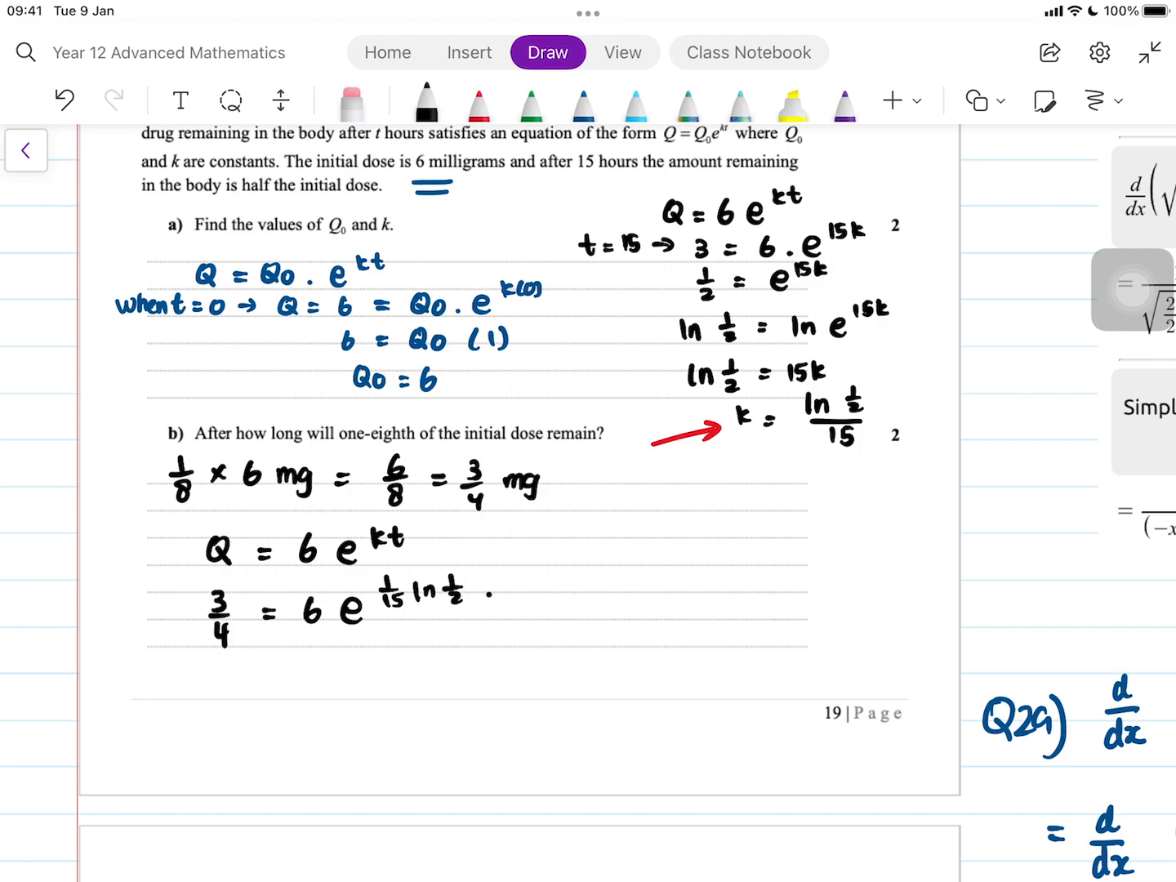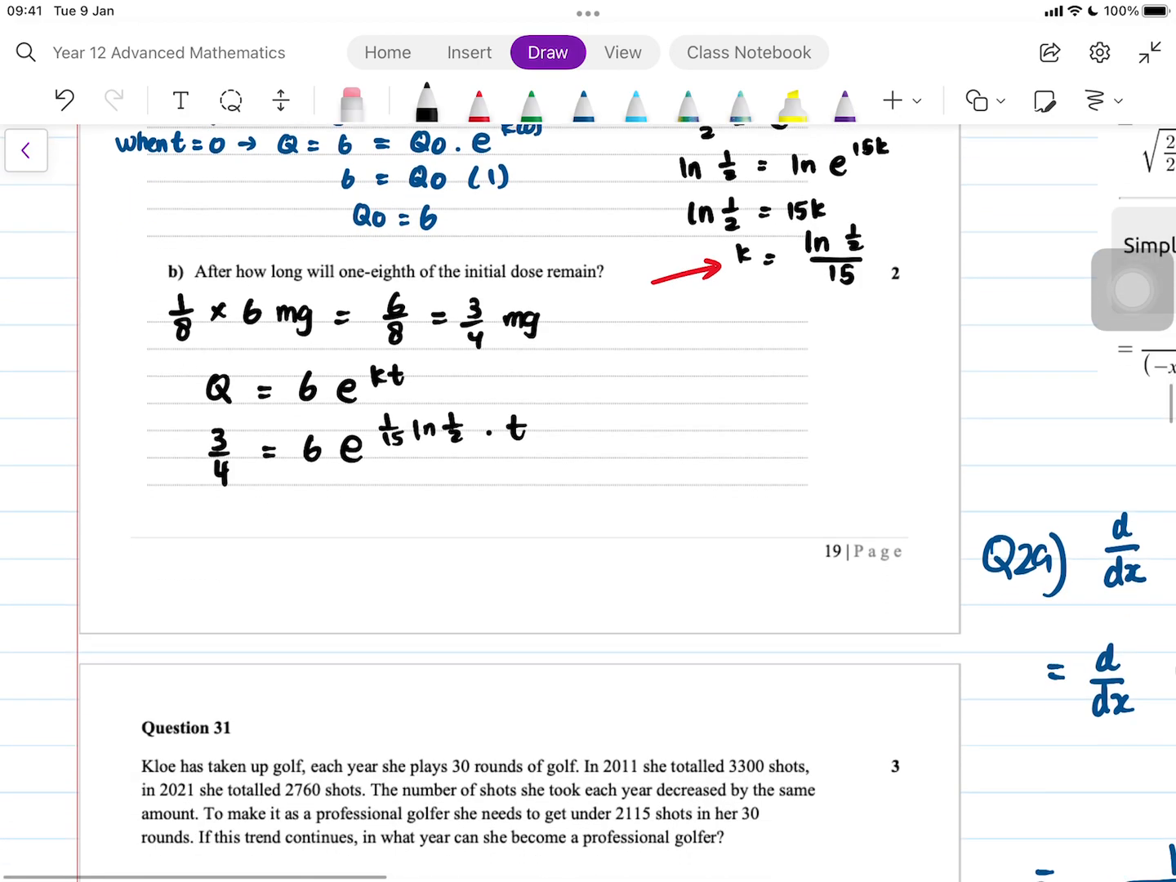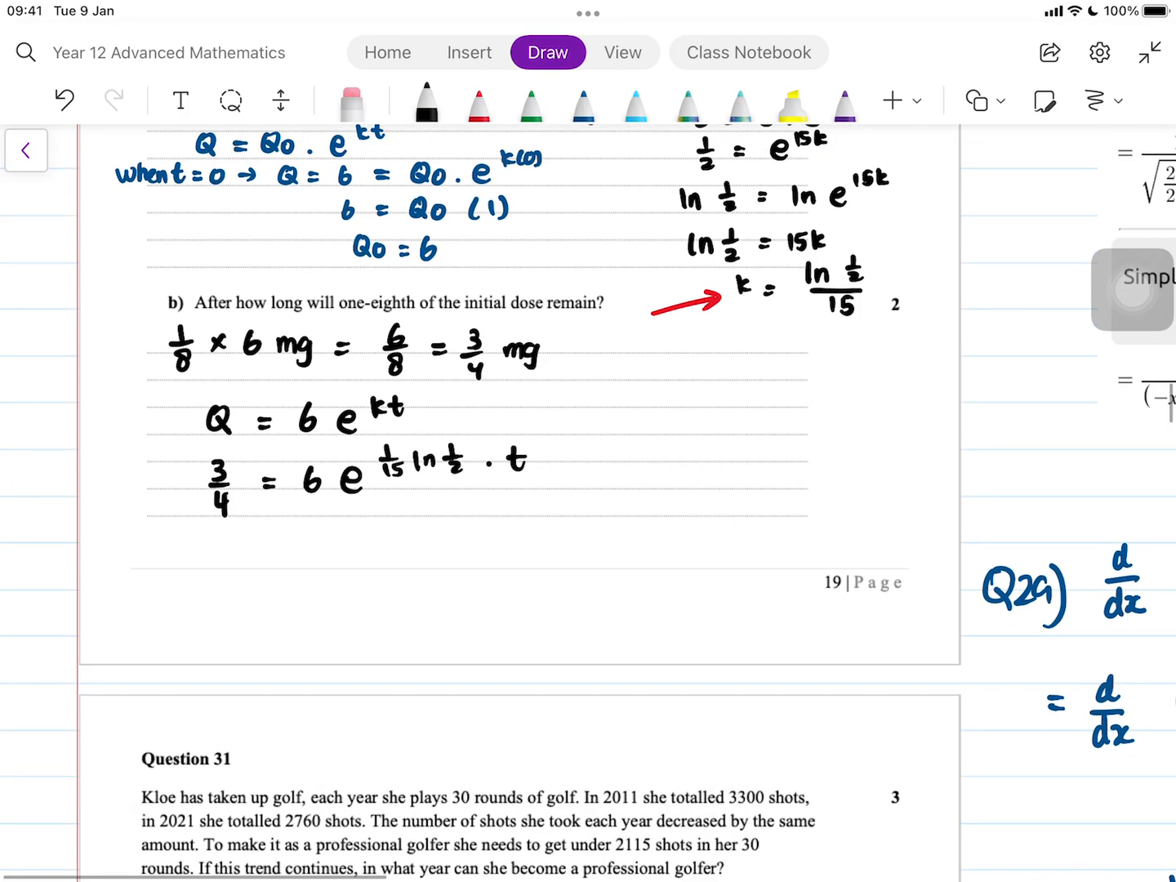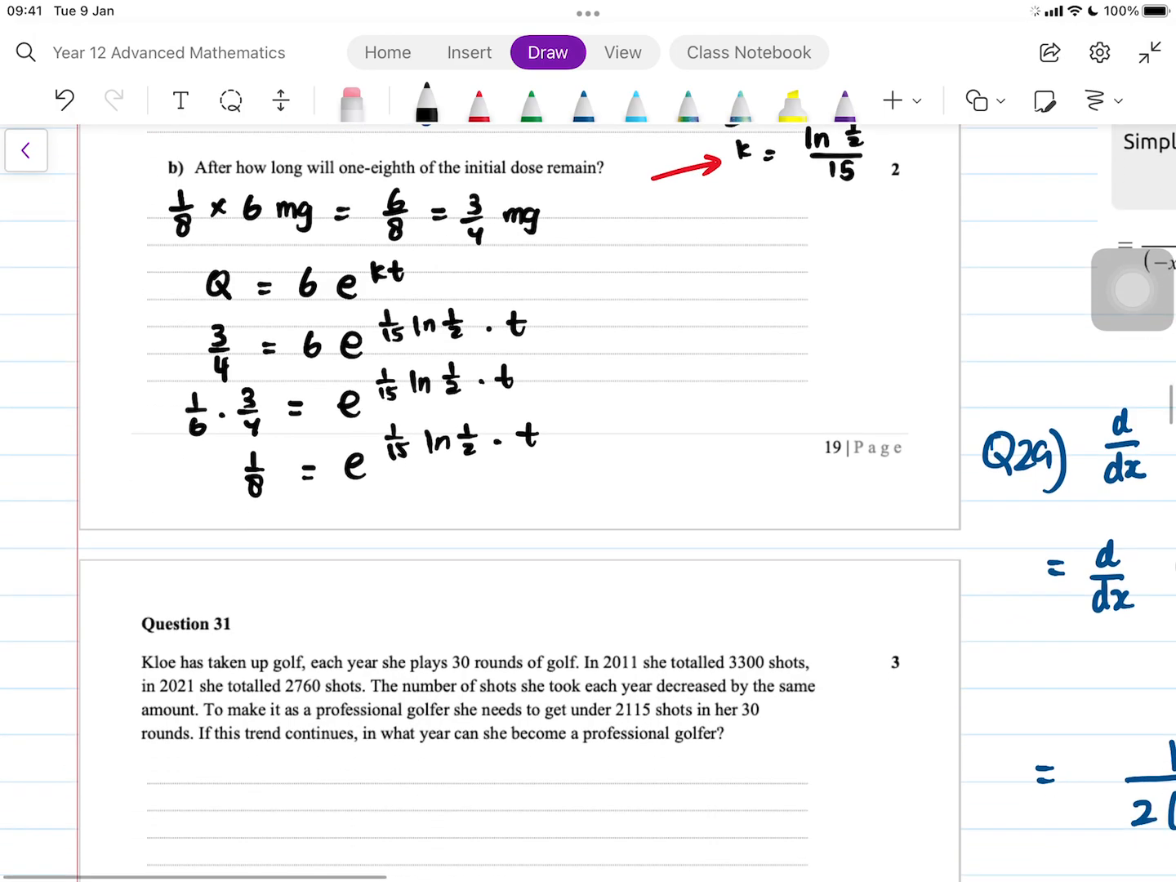Let's write it this way to make it easier for us to use the space. And the question is, how long does that take? Okay, so let's divide both sides by 6. So 1/6 of 3/4 is 1/8. On the right-hand side there is no more 6, so that will be just e to the power of 1/15 ln 1/2 times t. So that will be 1/8 equals e to the power of 1/15 ln 1/2 times t.